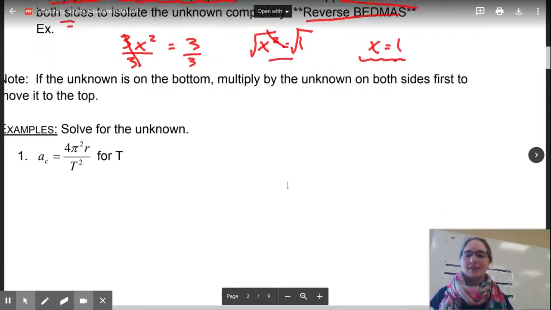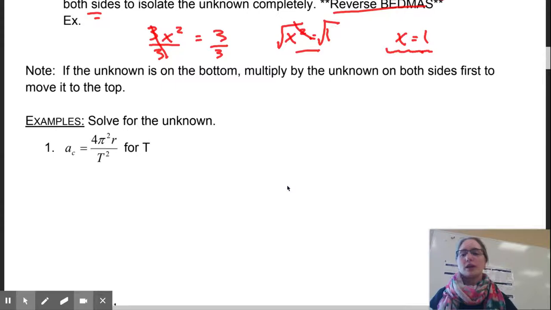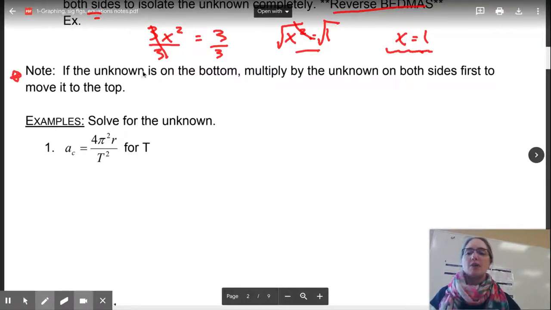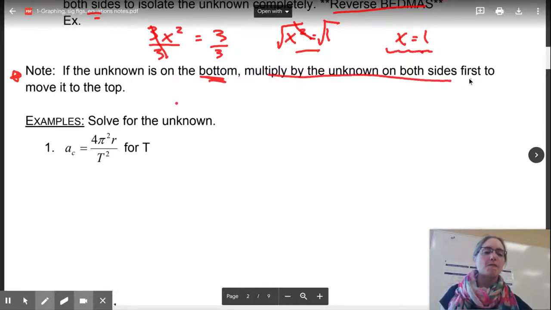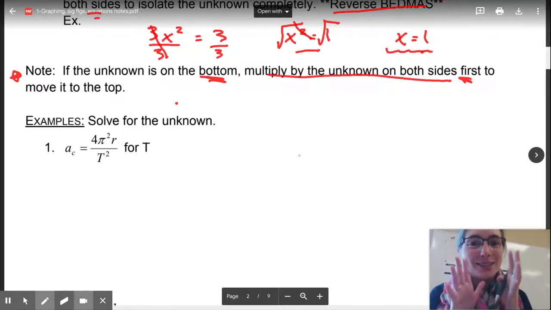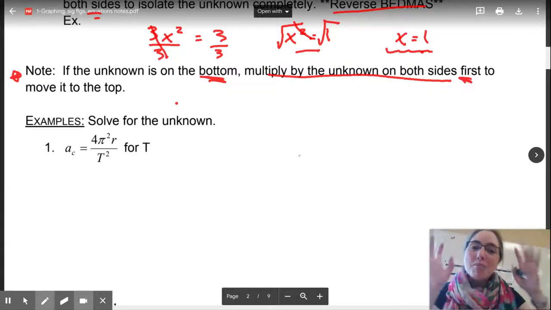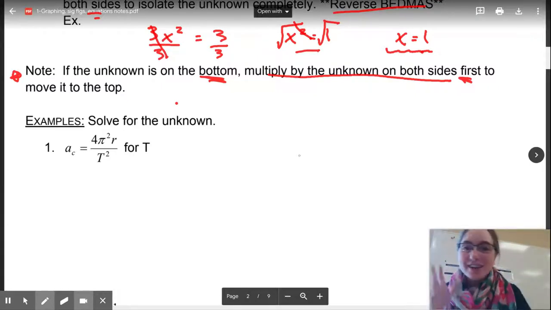All right. So this is a very important note here, ladies and gentlemen. If the unknown is on the bottom, so as a denominator, a very easy first step for you to do is multiply by the unknown on both sides first to move it to the top. Now, this is a tip. You cannot magically move a denominator up to the numerator.